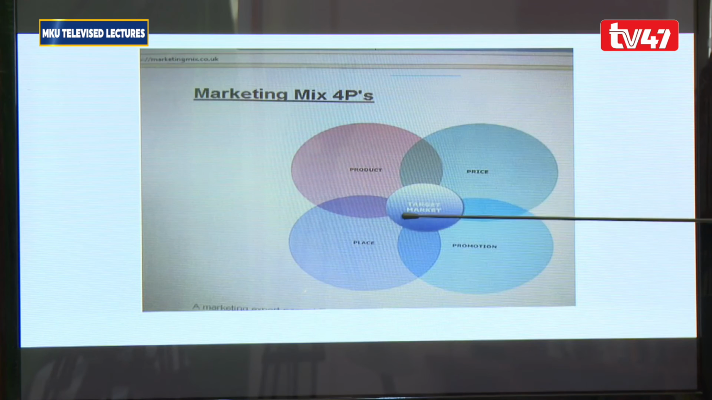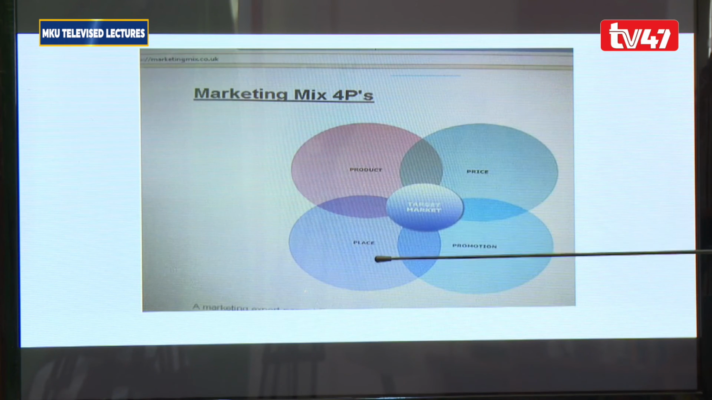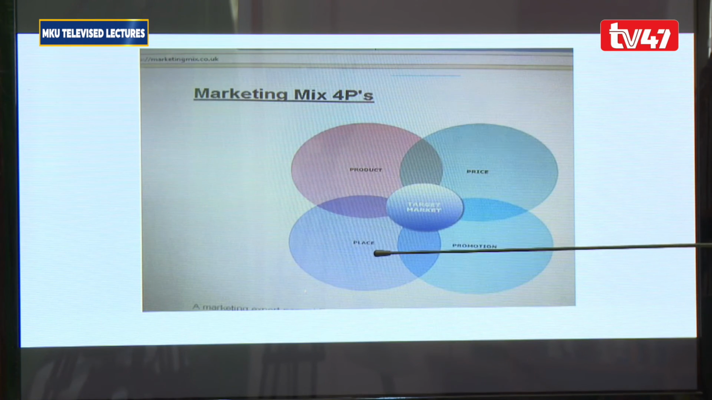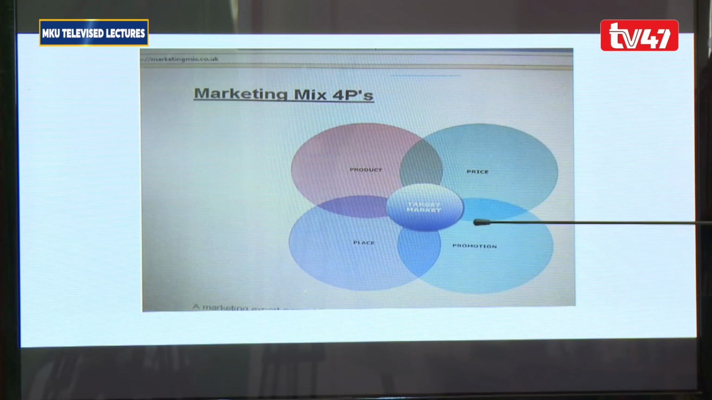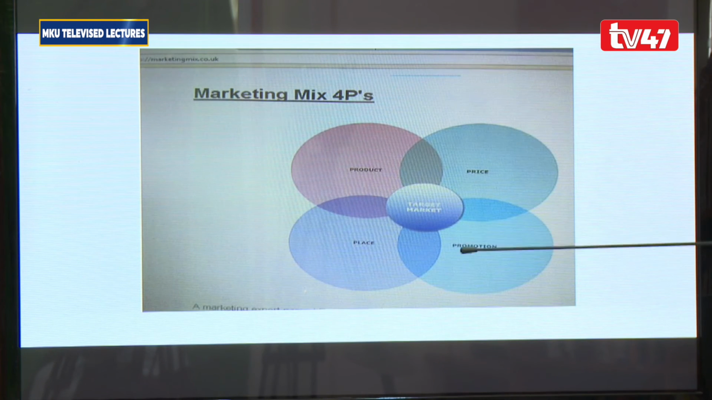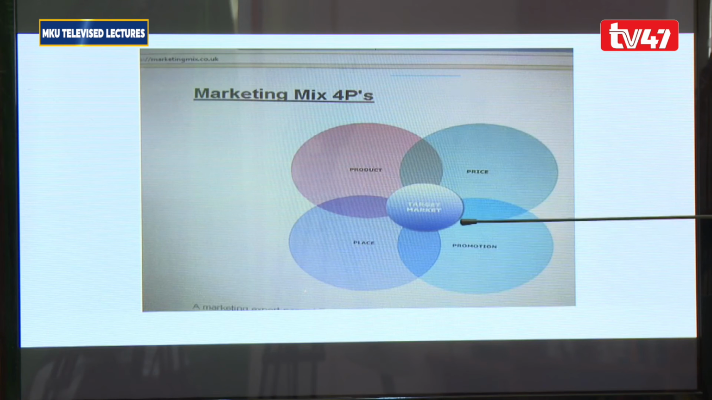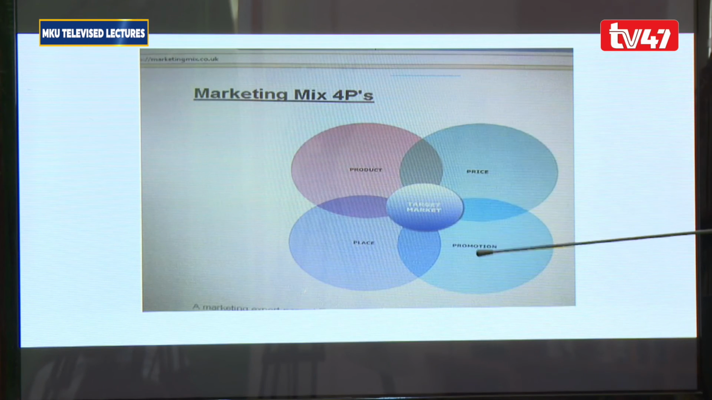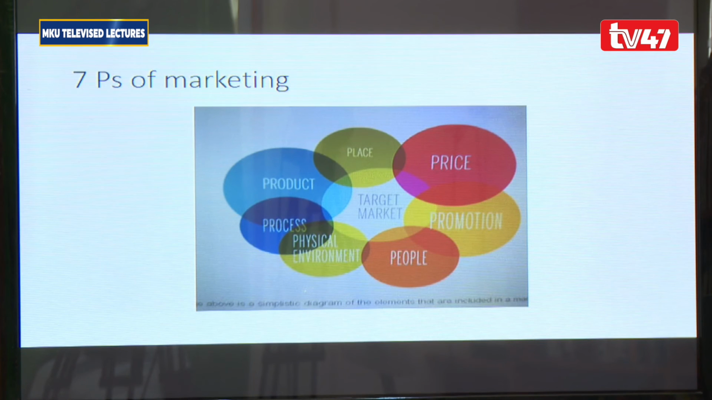Then the product must be at the right place at the right time. And you must create awareness through promotion. You must persuade, you must influence, you must be able to negotiate through promotion. All 4 must be mixed in the right proportions to be able to achieve the best. We can expand those 4 and talk about the 7 P's of marketing.